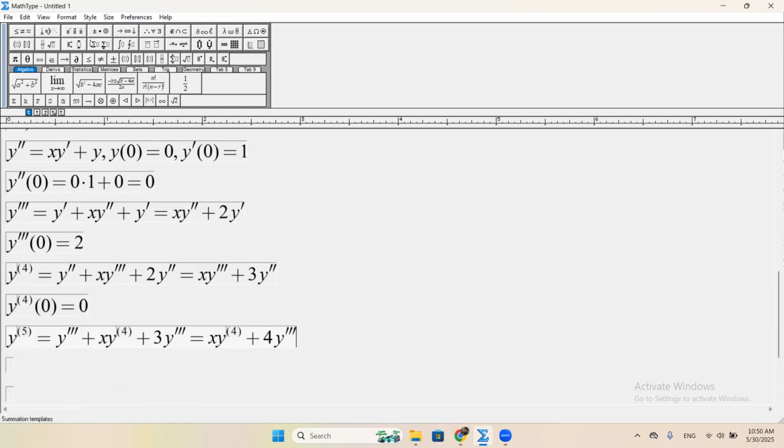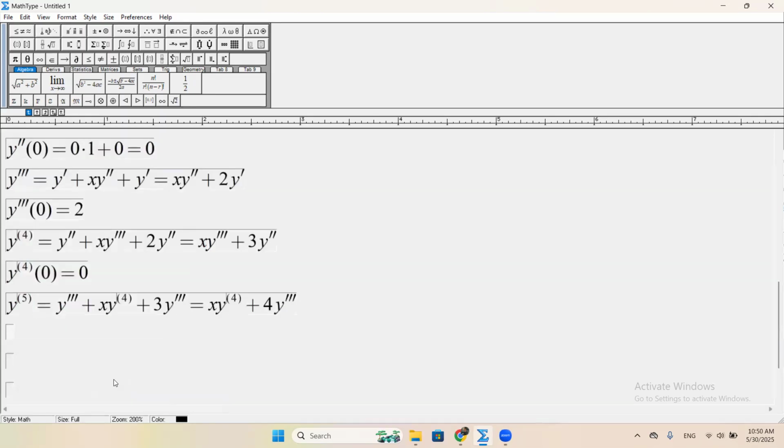What's going on? Okay, so we wrote it down. Then what do we have? So we will write down there. So let's calculate the derivative at this point.